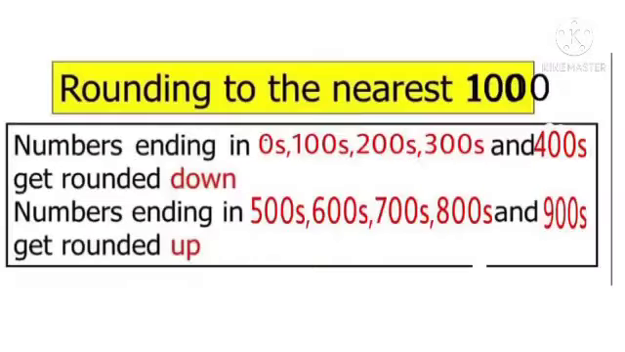Now rounding off the numbers to the nearest 1000. So the numbers ending in zeros, hundreds, 200s, 300s and 400s get rounded down, and numbers ending in 500s, 600s, 700s, 800s and 900s get rounded up. So in short, if it is less than 500, then the number is going to be rounded down, and if it is greater than or equal to 500, then the number is going to be rounded up. So let's see some examples now.